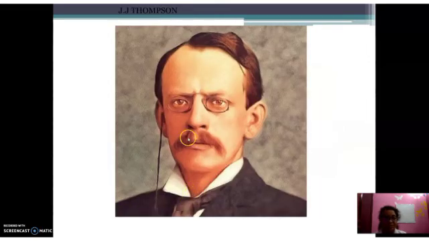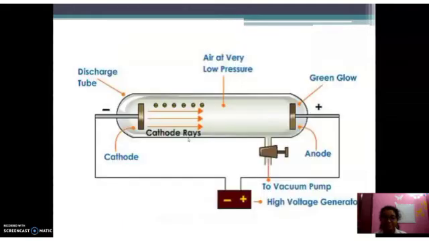J.J. Thomson is a physicist and he identified electrons. He identified electrons by his experiment of cathode rays. He took an evacuated tube in which a cathode and an anode are there, and he passed electricity through it. He observed that a beam of light evolved, which moves from the negative end to the positive end.